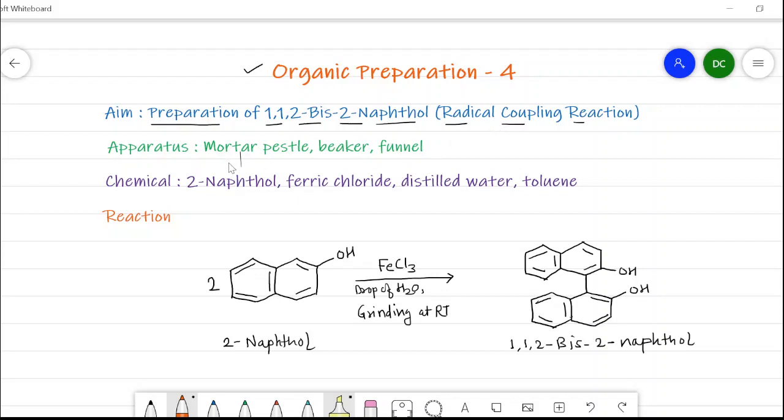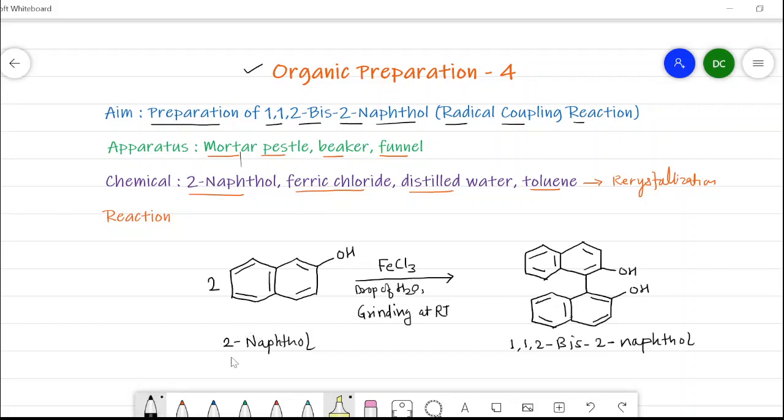Now for this preparation, we require a mortar and pestle, then a beaker and funnel. And the chemicals are 2-naphthol, also called beta-naphthol, ferric chloride, distilled water and toluene for the recrystallization. So we just have to remember beta-naphthol and ferric chloride. They undergo a free radical reaction, and there is a coupling of two molecules of beta-naphthol.